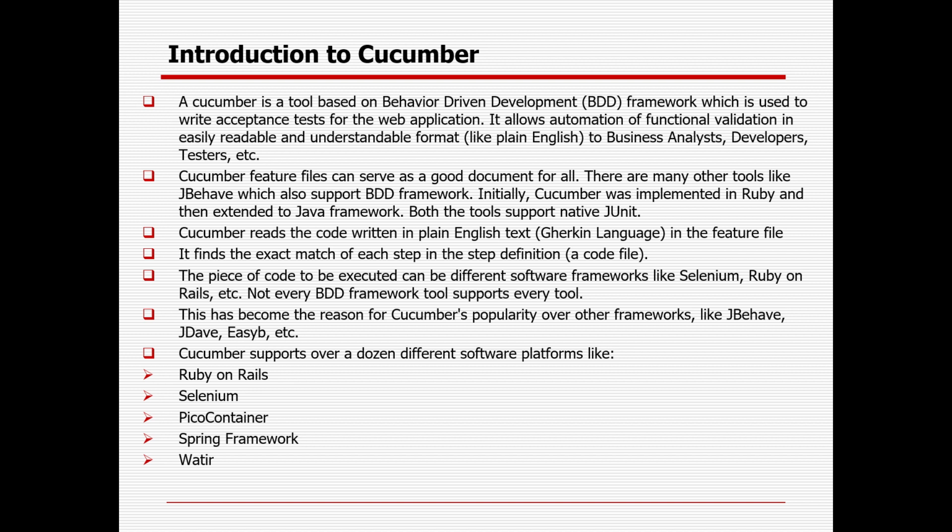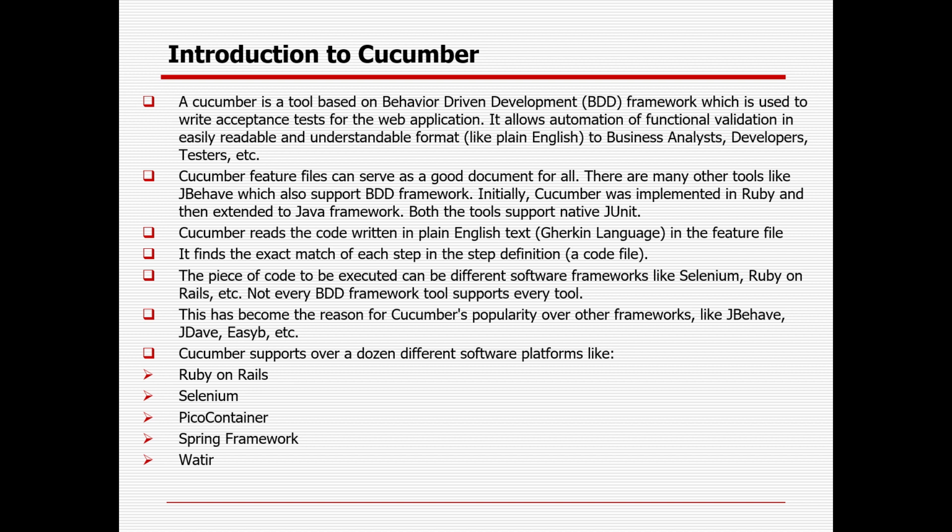There are many other tools like JBehave which also support the BDD framework. Initially, Cucumber was implemented in Ruby and then extended to the Java framework. Both the tools, JBehave and Cucumber, support native JUnit. Cucumber reads the code written in plain English or Gherkin language in the feature file. It finds the exact match of each step in the step definition class or the code file. The piece of code to be executed can be in different software frameworks like Selenium, Ruby on Rails. Not every BDD framework will support every tool. This has become the reason for Cucumber's popularity over other frameworks like JBehave, JDave, EasyB, etc.